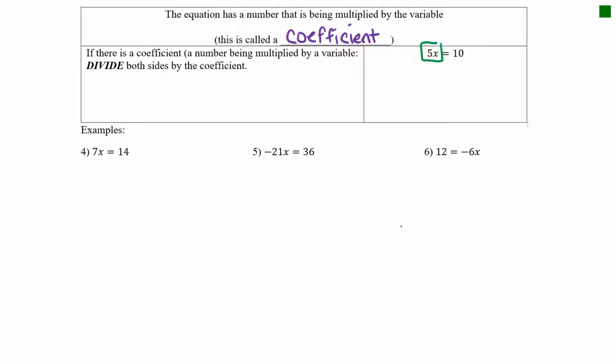So over here is the side that has the variable. See multiplication, 5x, that means multiply. Opposite of multiplication is division, so I'm going to divide both sides by 5. The 5 and the 5 cancel, so x is equal to 2.